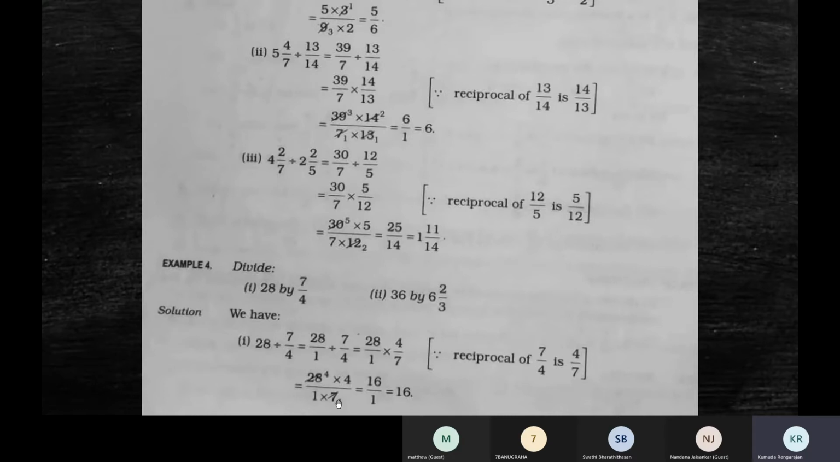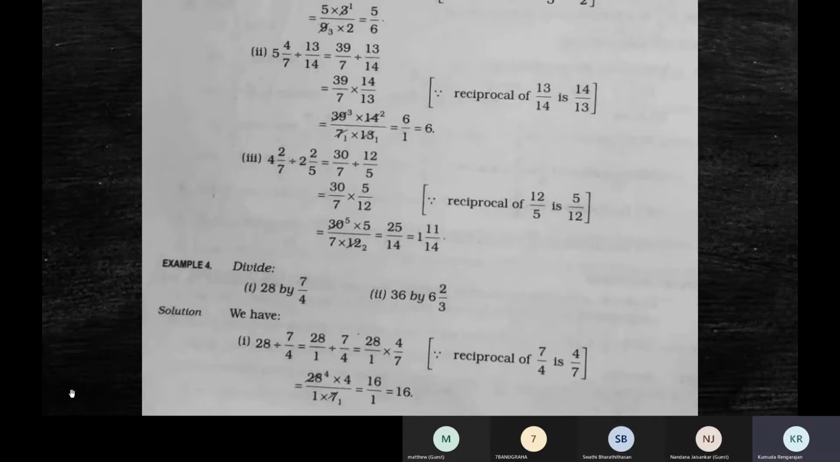Next, we need to take one number from the numerator, one number from the denominator and simplify if possible. Here you can take 28 and 7. 7 ones are 7, 7 fours are 28. After simplifying, we must multiply the leftover numbers. In the numerator, we have 4 and 4 left over, so 4 into 4, 16. In the denominator, we have 1 and 1, 1 into 1, 1. So the result is 16 by 1, which is nothing but 16. Do you understand, children? Yes, ma'am.